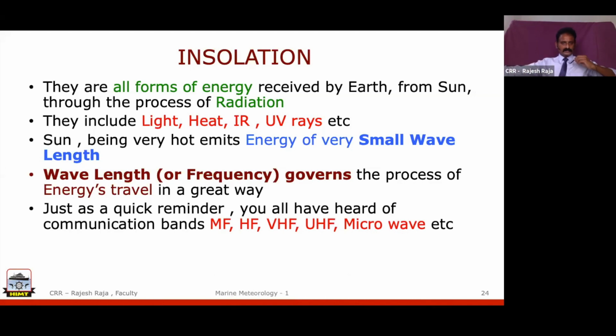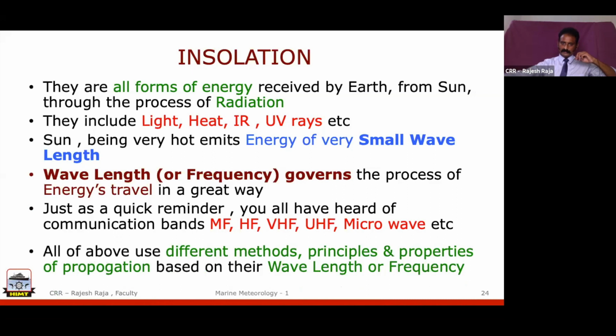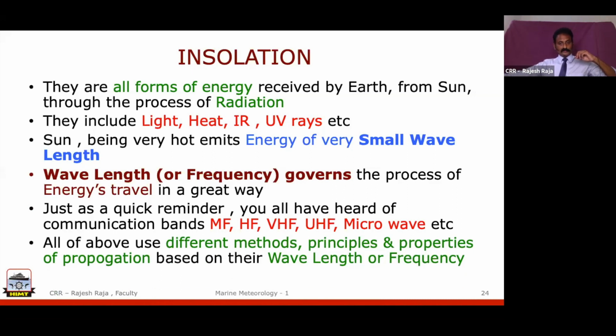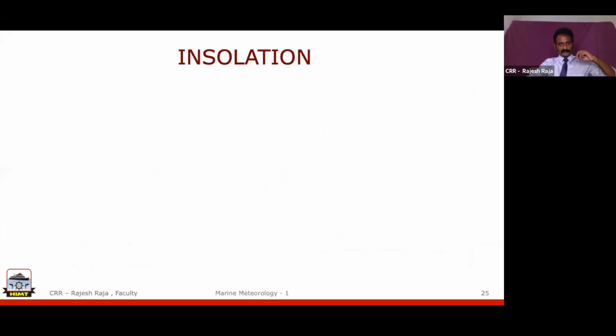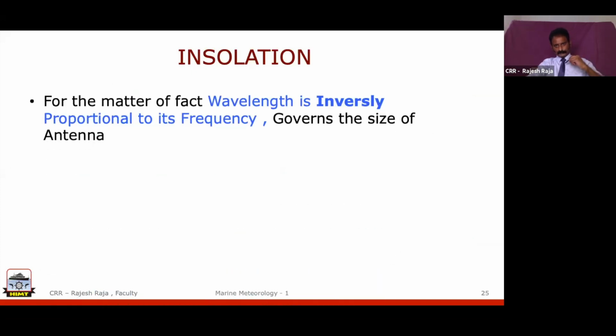Now the same thing is with your communication bands, right? Your medium frequency, high, VHF, UHF, microwave, all of them have got different properties, different methods, different types of antennas, different principles involved. They have their own limitations and plus. So all of them again depend on your wavelength and frequency, and so do your sun's rays. So wavelength is inversely proportional to frequency. And if you remember, most of the antennas' size and shape, everything is governed by this frequency and wavelength.